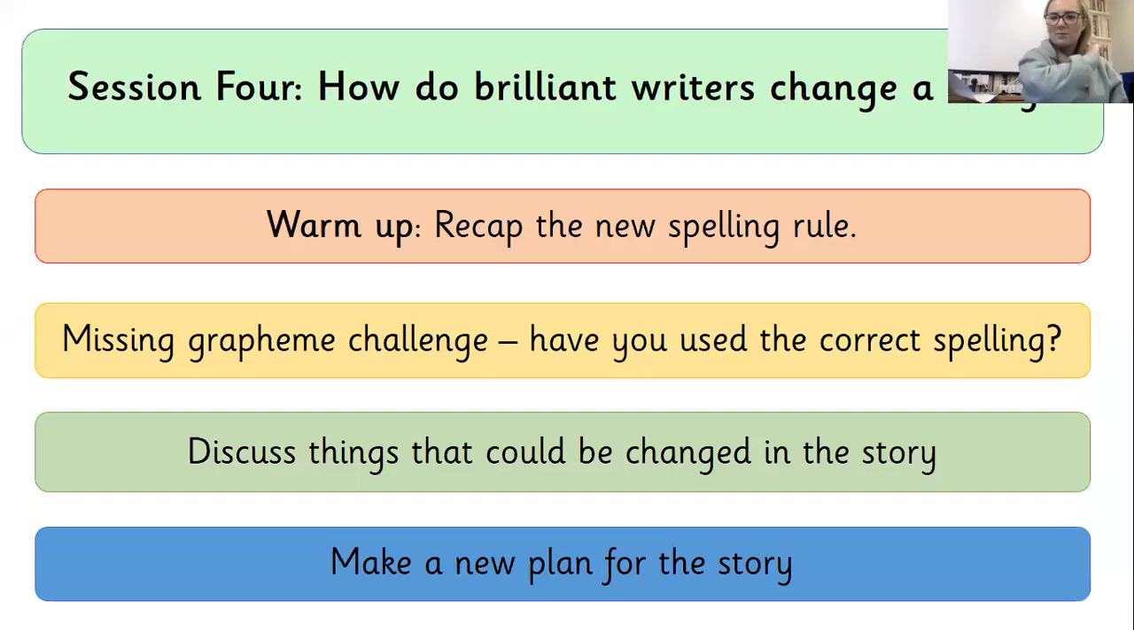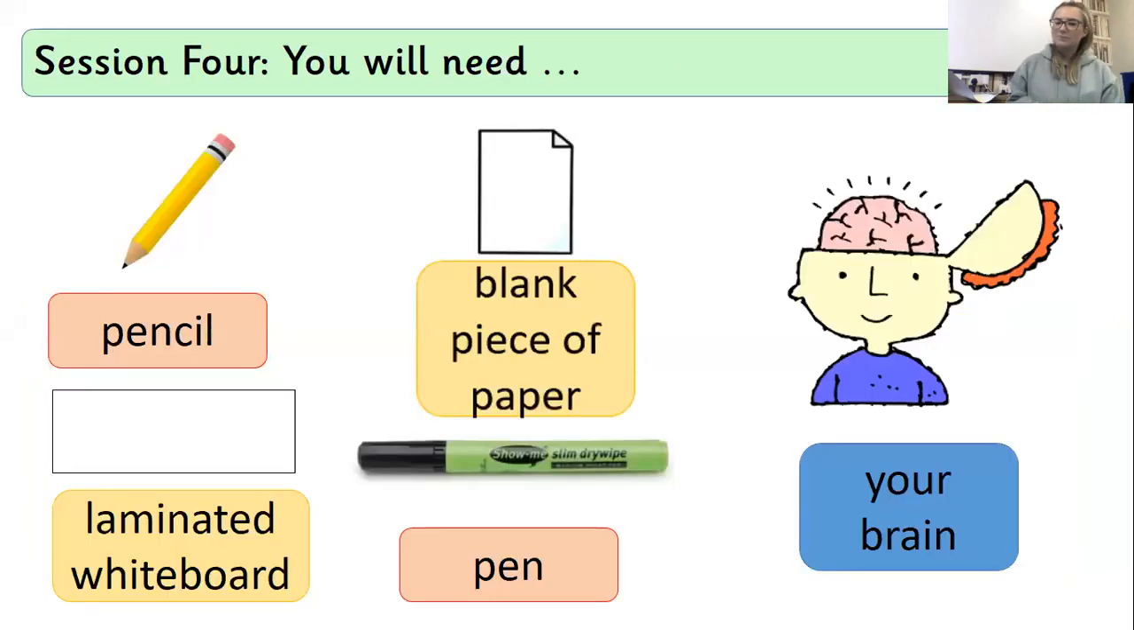So, let's get cracking. First of all, let me get my screen all sorted and let's see what we're getting up to. So we're going to recap the spelling rule, and you've got a missing grapheme challenge today. Have you used the correct spelling? Then we're going to discuss the things that could be changed in the story, and then we're going to make a new plan.